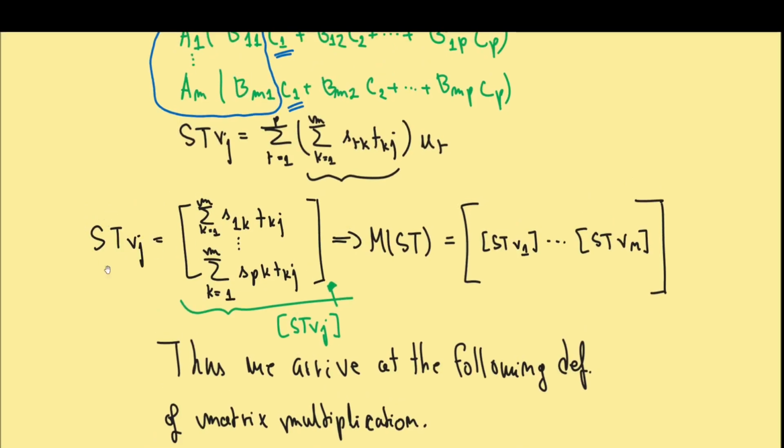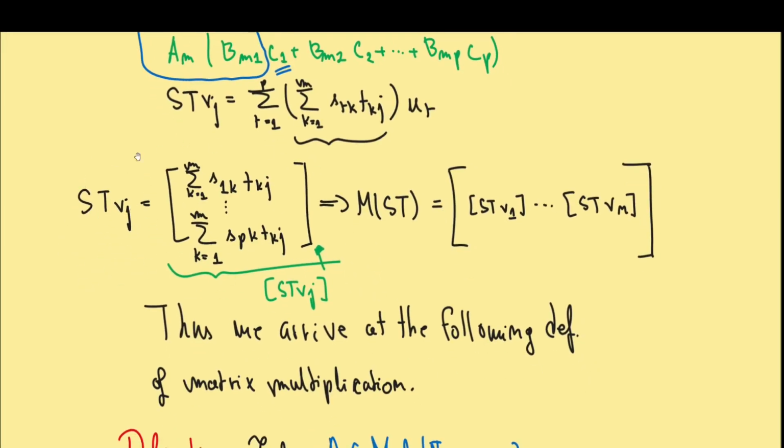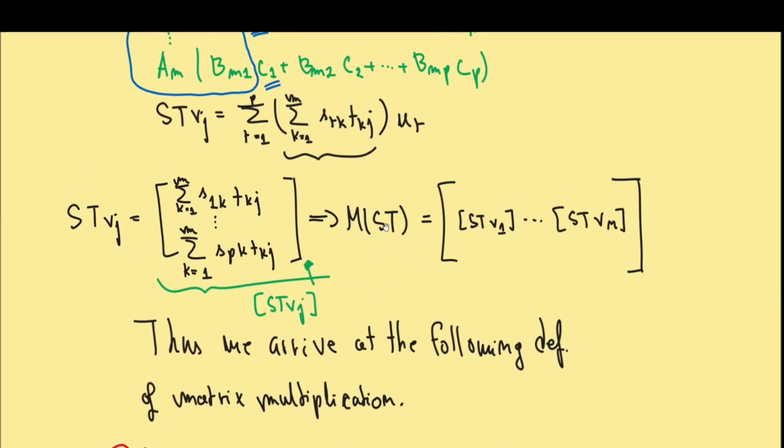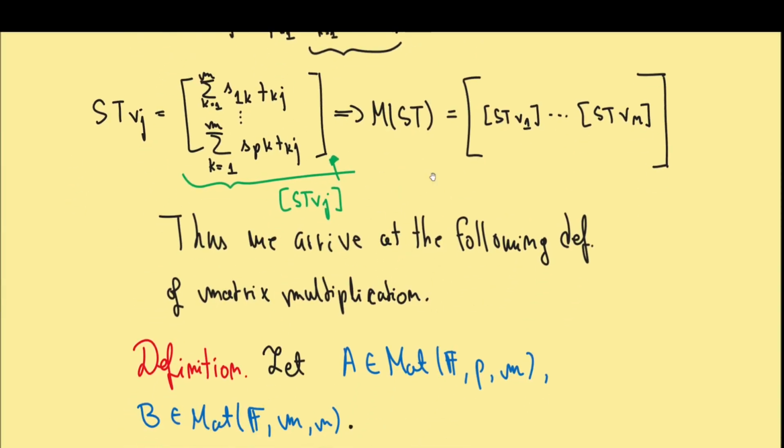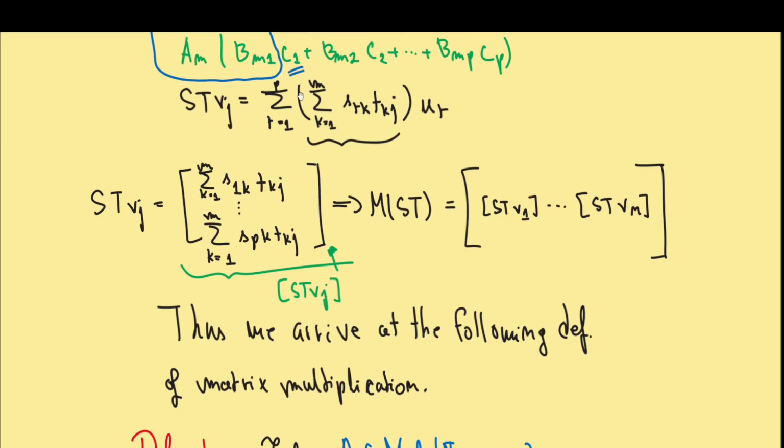So every st of Vj is of this form, so our matrix of our composition would look like this, where these are the appropriate column vectors. So this over here, just written as shorthand. Thus we arrive at the following definition of matrix multiplication, where this expression over here is the key.